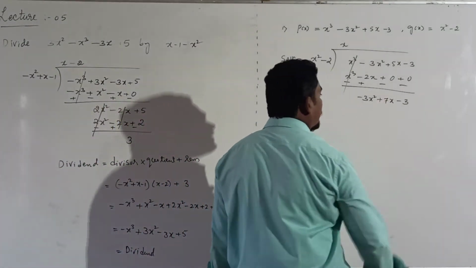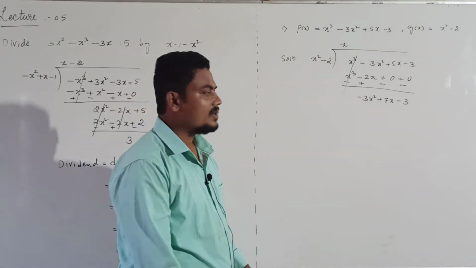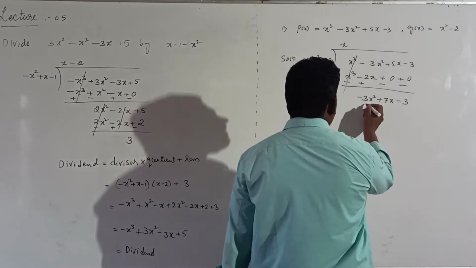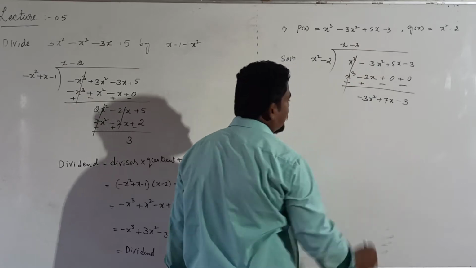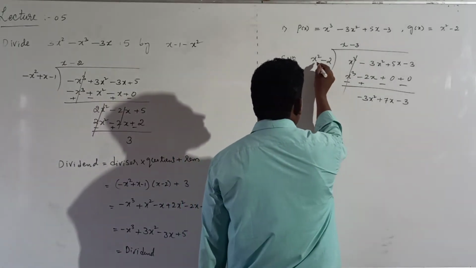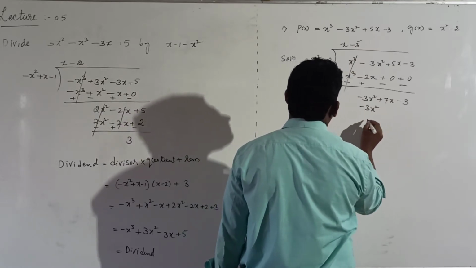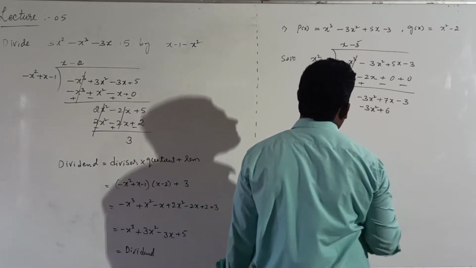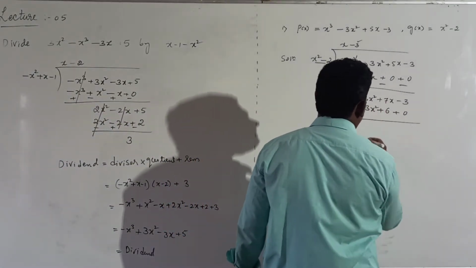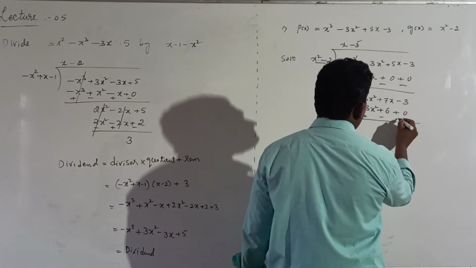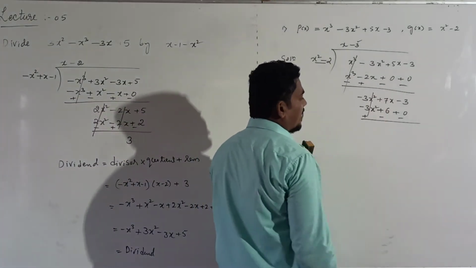Again, the degree of the remainder is the same as the degree of the divisor, so continue this process. One more step. For getting minus 3x square, which term do we need to multiply? That is minus 3. Now multiply these two terms by minus 3. Then it will be minus 3x square, minus into minus plus 6. Nothing means take 0. Positive, negative, negative. These two terms will get cancelled.